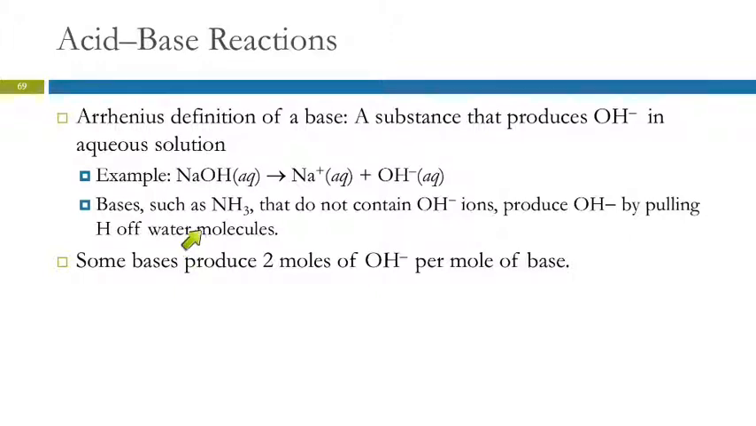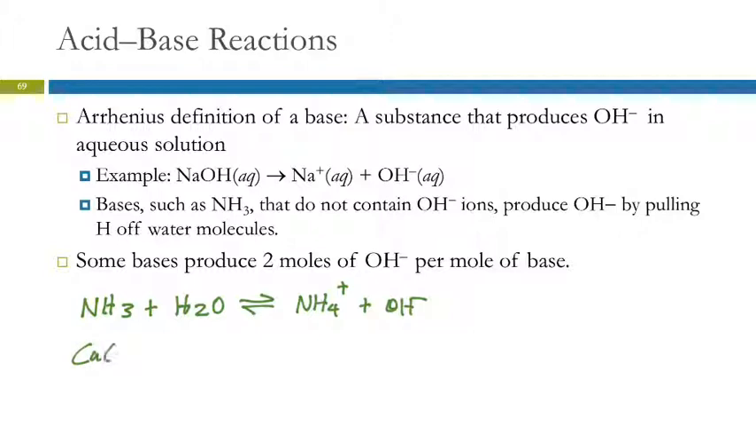There are other bases such as ammonia. Ammonia doesn't look like a base from its formula because there's no OH in it, right? There's just some hydrogens and a nitrogen. This does produce hydroxide ions. It does so by pulling a hydrogen ion off of a water molecule. So it does produce hydroxide ions. We see that some bases will produce 2 moles of hydroxide per mole of base. An example of this would be something like calcium hydroxide.